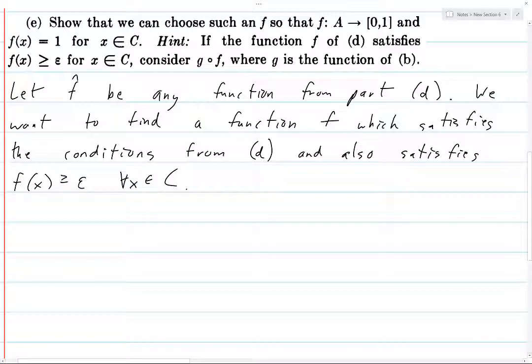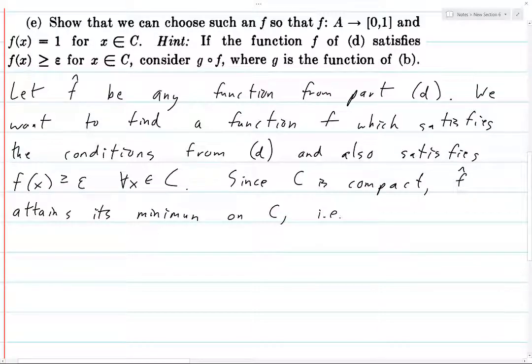Okay, so how are we going to do this? We have f hat is any function from part D. Now since C is compact, f hat attains its minimum on C, i.e. there is some x in C such that for all points y in C, f hat of x is less than or equal to f hat of y.